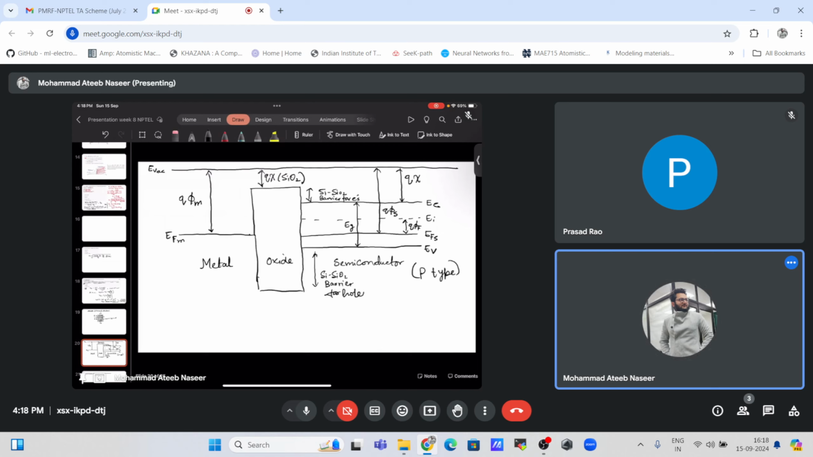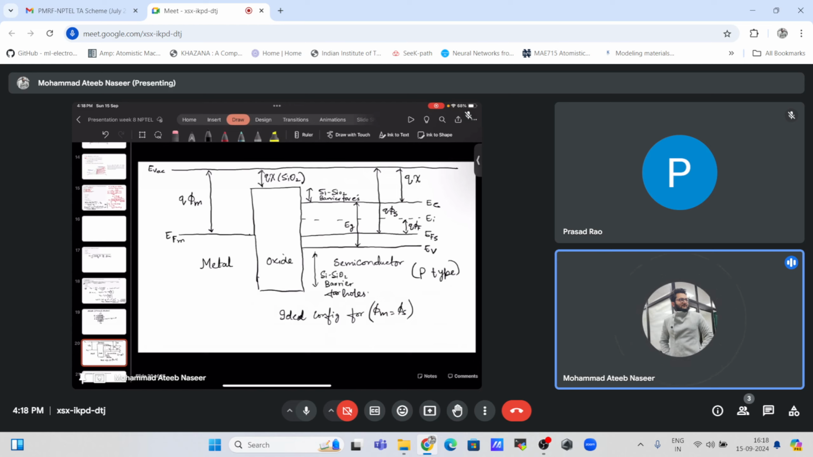Okay, this is the simple condition for the ideal configuration, for phi m equal to phi s. This is considering the phi m equal to phi s only.